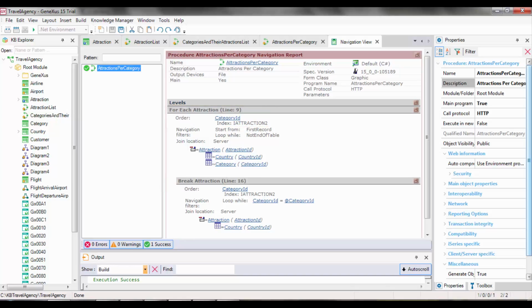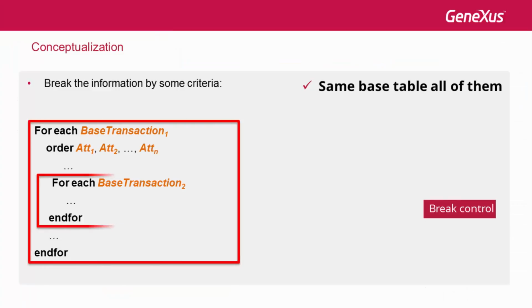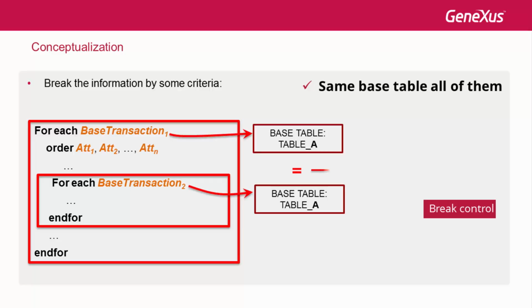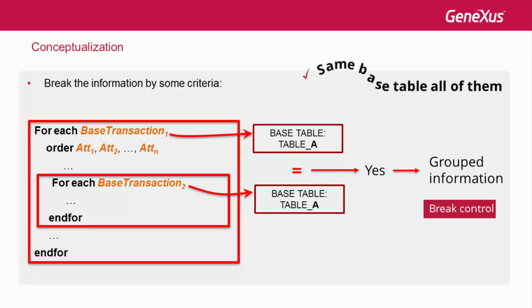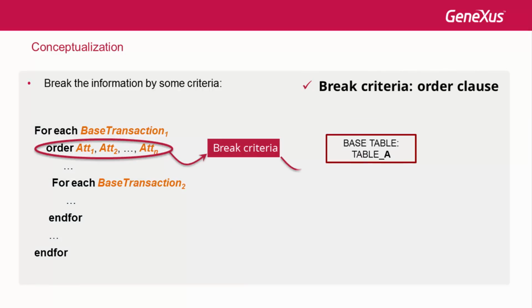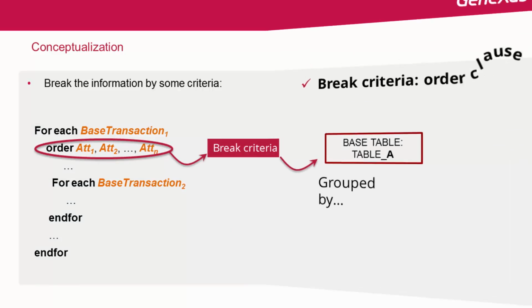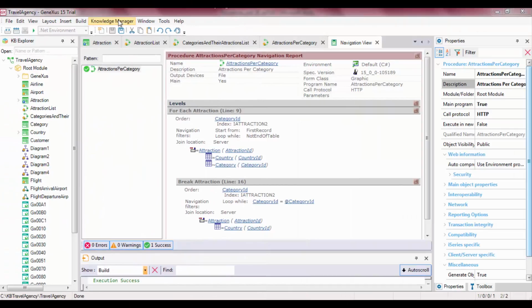So now, let's conceptualize the definition of a control break. It relates to nested for eaches, with the same base table for all of the for eaches, and the order clause to establish the break criteria. To conclude this, we update the changes in GeneXus server.